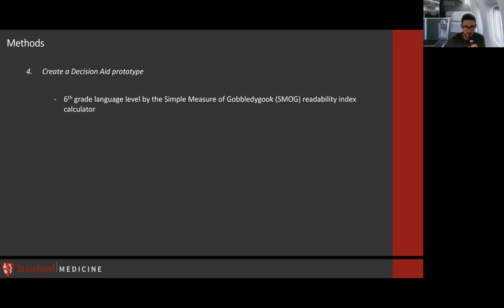After that lit review, though, they created a prototype decision aid. And their goal for this decision aid was to maintain about a 6th grade language level. And it turns out there's a scale for this. The one they utilized is called the Simple Measure of Gobbledygook, or SMOG, Readability Index. And they were, again, aiming for a 6th grade level here.